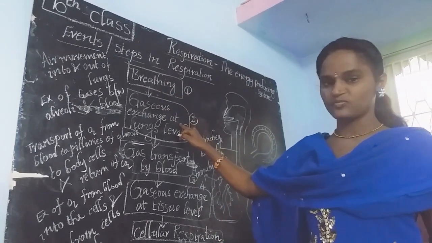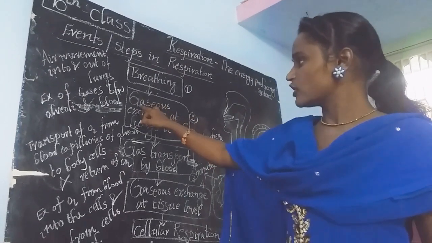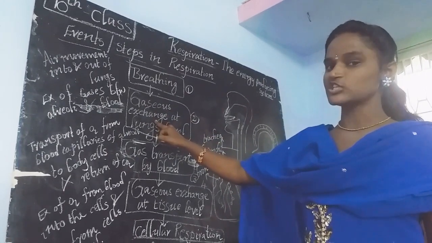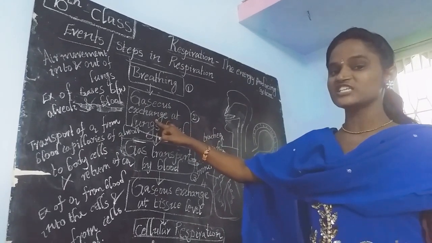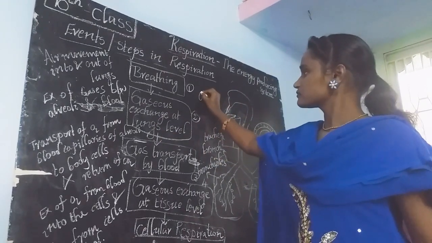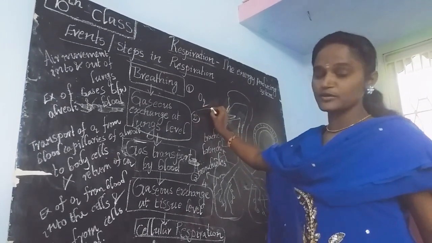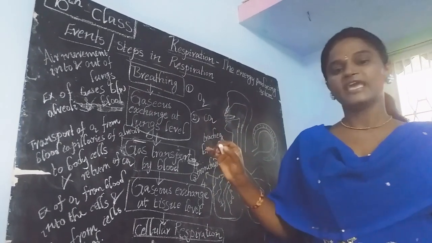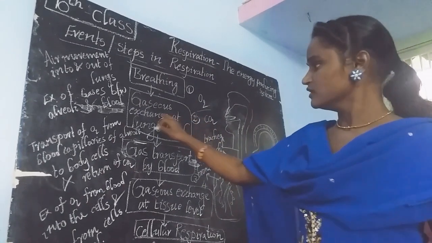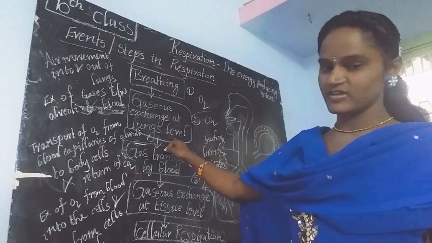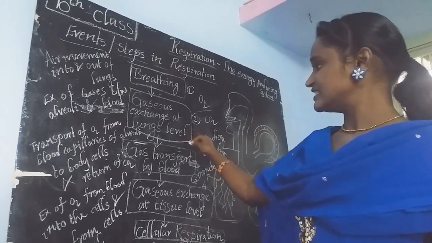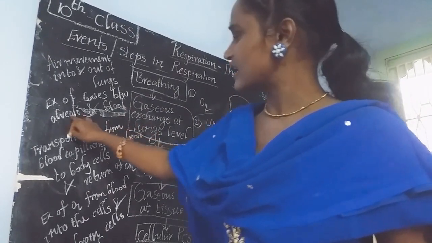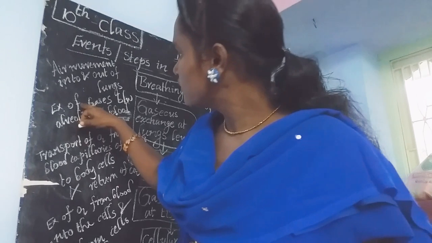And come to the second step. What is that? If we talk about the second step, see here, gaseous exchange. What kind of gases are exchanging here? If we talk about respiration, it is very important to discuss oxygen and carbon dioxide. See here children, exchange at lungs level. Here we have to discuss the lungs in detail. Whenever we talk about the second step, you people have to know this.